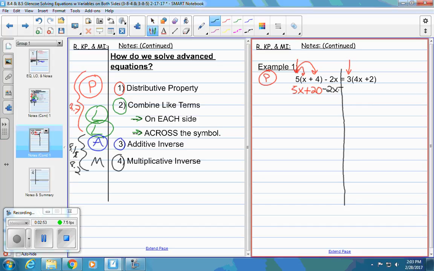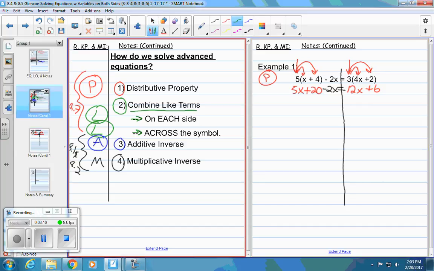The equal sign comes straight down. And we're going to distribute these other grouping symbols. So 3 times 4x is 12x. And 3 times positive 2 is plus 6. Awesome job there. Okay, so now we need to do combining of like terms.